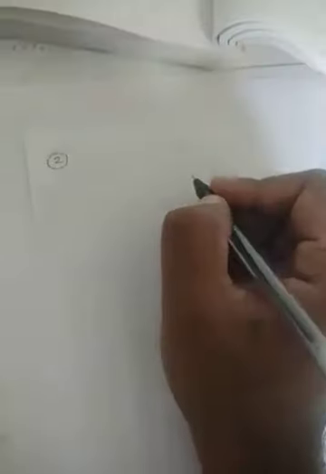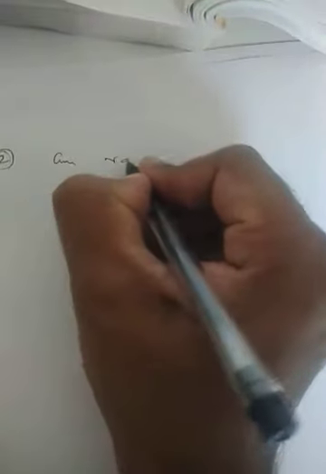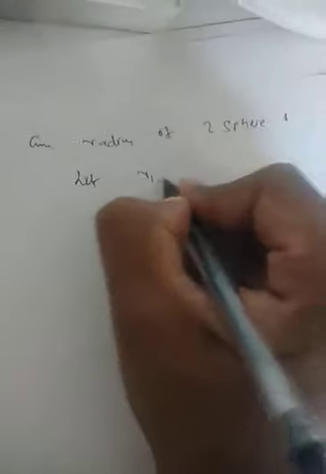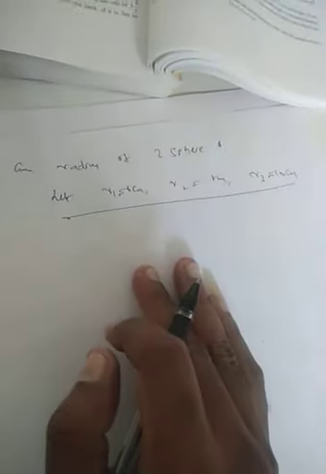A metallic sphere of radius 6 cm, 8 cm, 10 cm respectively are melted to form a single solid sphere. So there are 3 spheres, and find the radius of the resulting sphere. Okay. So given the radius of 3 spheres. Let R1 is equal to 6 centimeters, R2 is equal to 8 centimeters, R3 is equal to 10 centimeters. They are melted and recast into a single sphere.